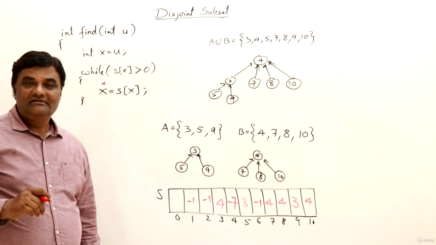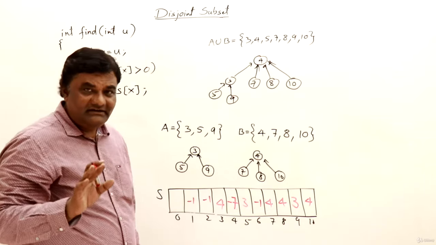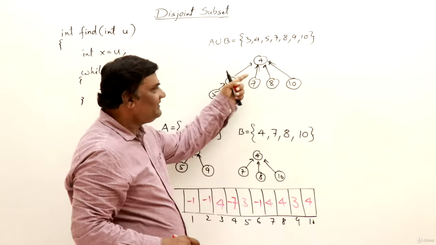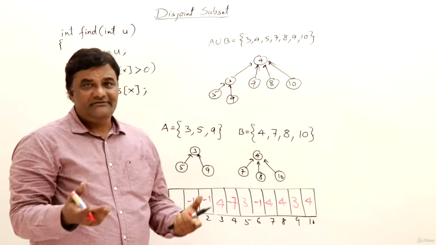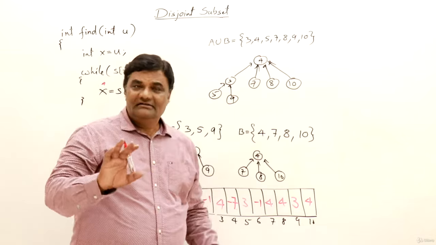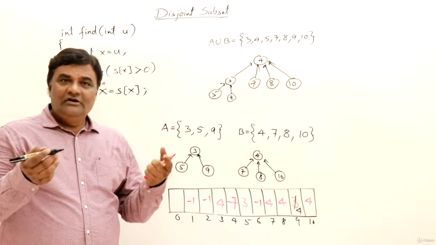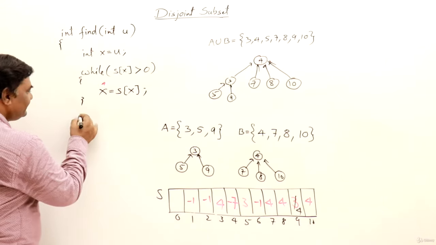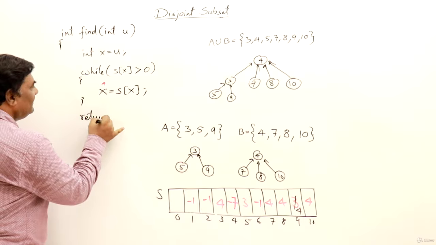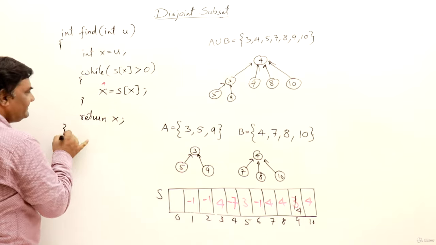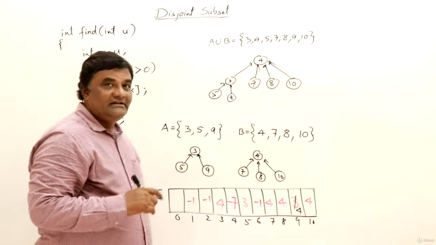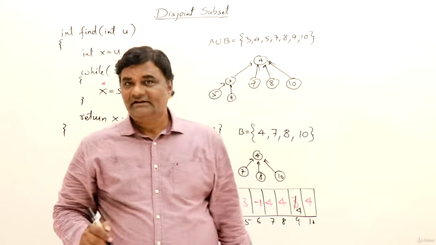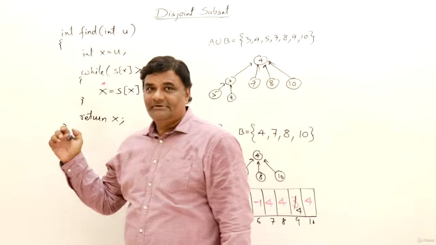That's the result. So it means to find the parent of any element, we just have to follow the hierarchy and reach the negative number in an array. This is simplest. So we got the parent now. Just return x. That's it. This is what find is. So we will find out the parent. Alright, this is a simple function.